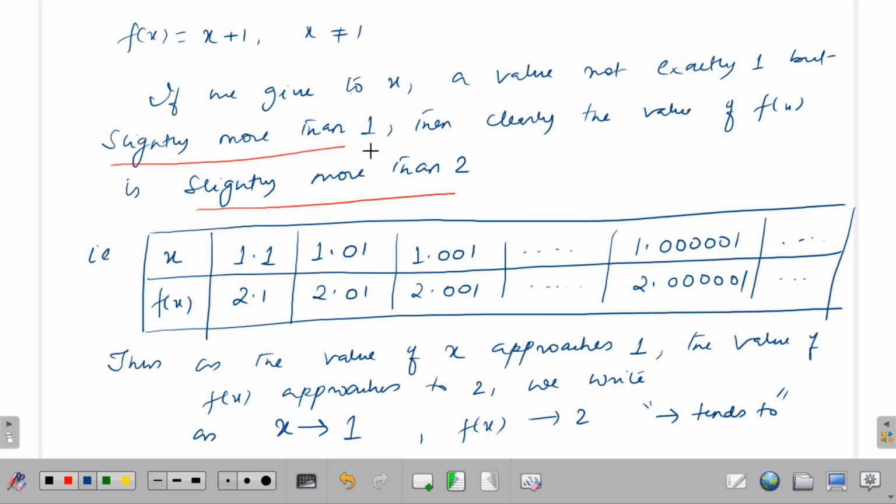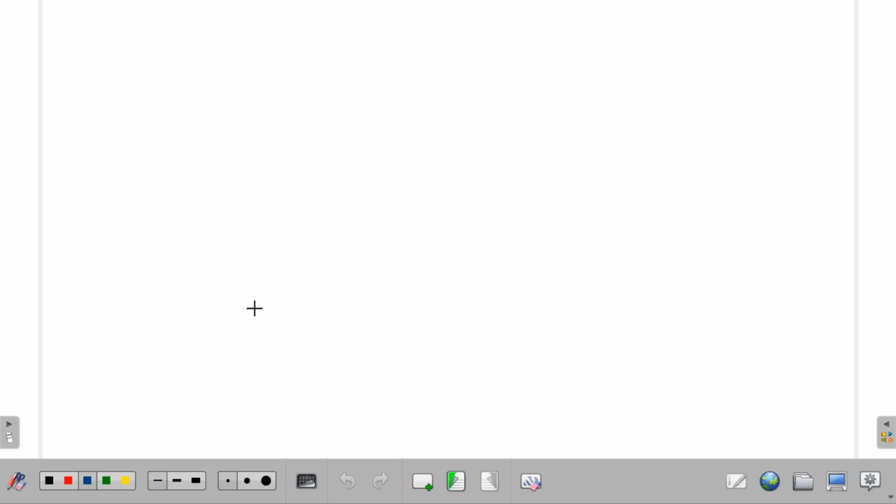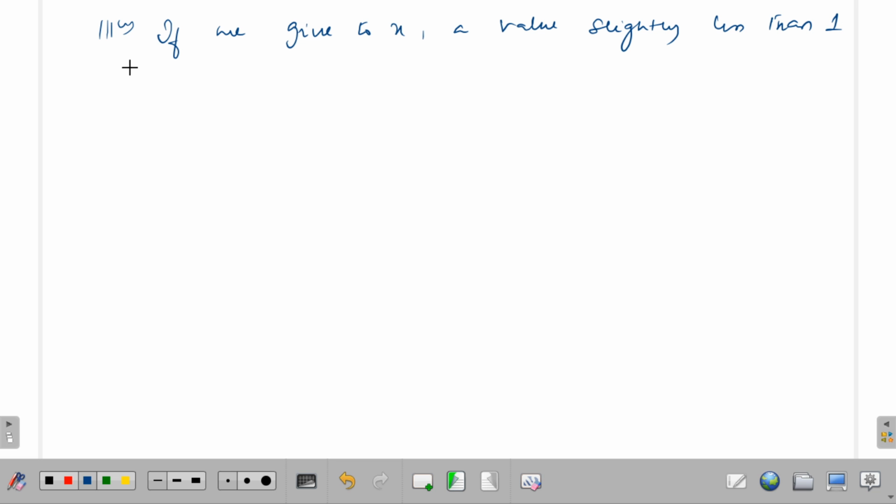But we cannot say that the value would be actually slightly more than 1. It might be slightly less than 1 also. So let me go with that again. Similarly, if we give to x a value slightly less than 1, then the value of f of x will be slightly less than 2.